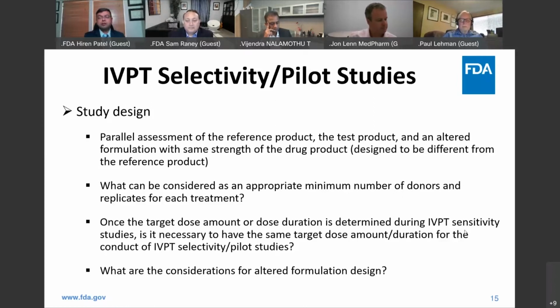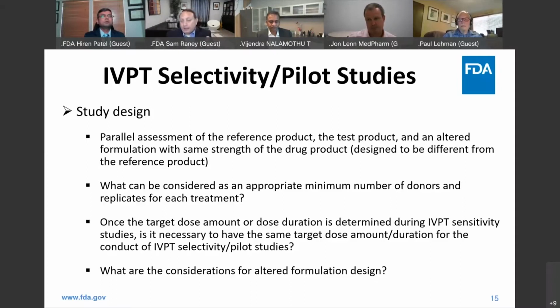So I know we are at 3 o'clock. Dr. Rand, would you like to make some quick comment on what kind of consideration they can use for the altered formulation design? I would say that you have reason to believe mechanistically, based upon the way the formulation behaves, that it should give you a dramatically different bioavailability. So you can really show well differentiated.